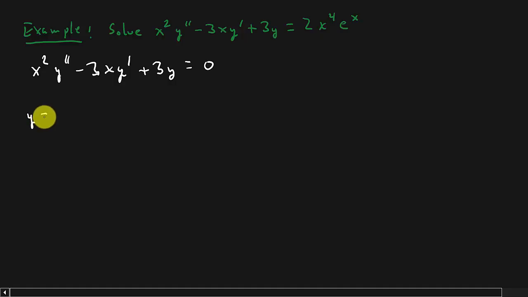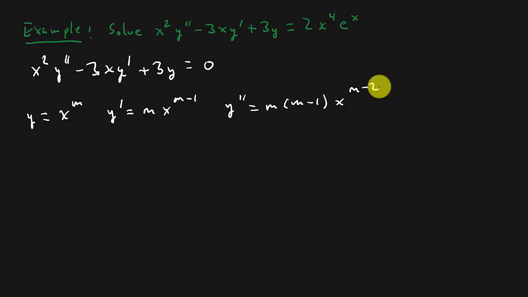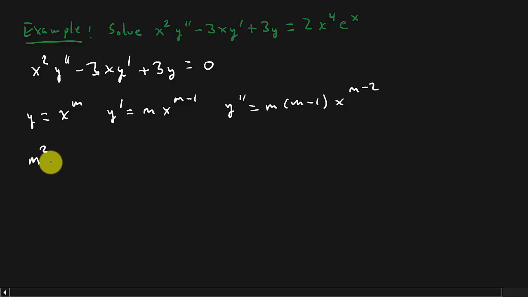So I've got y is equal to x to the m. y prime is m times x to the m minus 1. y double prime equals m times m minus 1 times x to the m minus 2. All right, and look, I've already plugged this in a bunch of times. Whenever you plug it in, you factor out the x to the m, you're going to end up with m squared minus 4m plus 3 equals 0. Okay, that's what you're going to get when we plug this back into the differential equation.